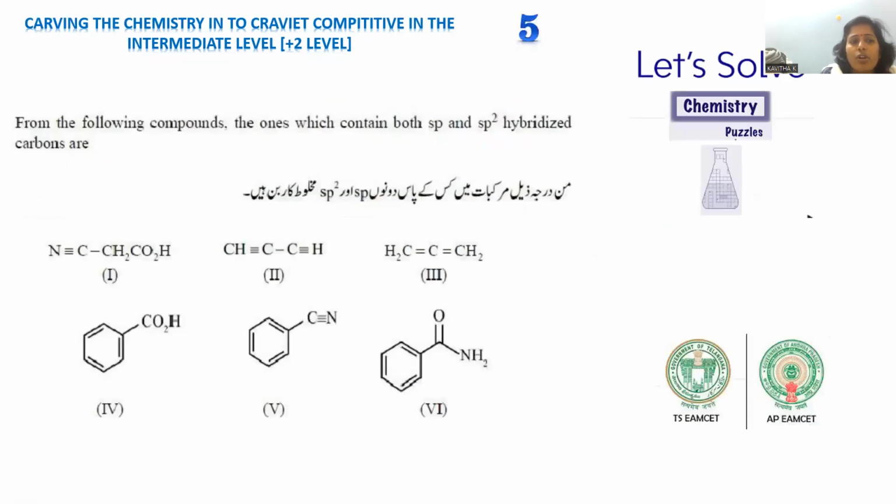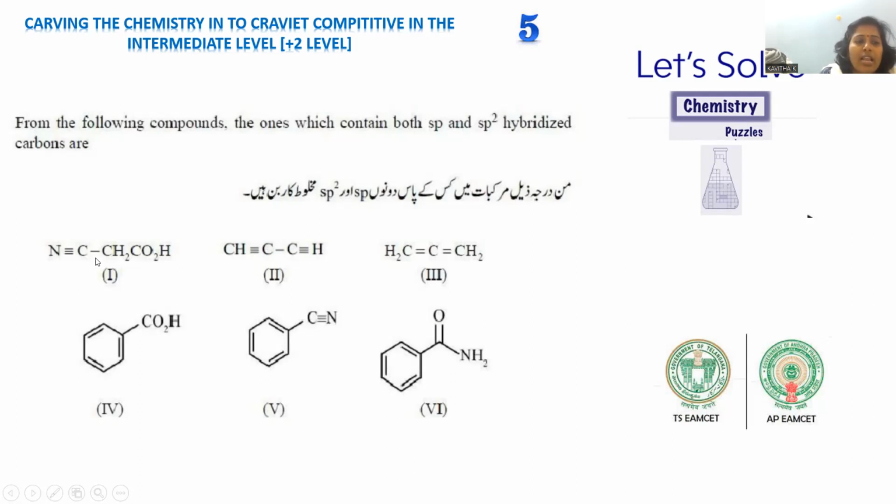From the following compounds, the one which contains both sp and sp2 hybridized carbons. Here 6 compounds are provided to you. Among the 6 compounds, you need to depict how many compounds are having sp and sp2 hybridization both in a single compound.